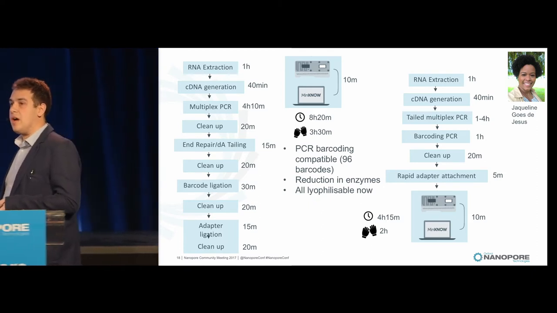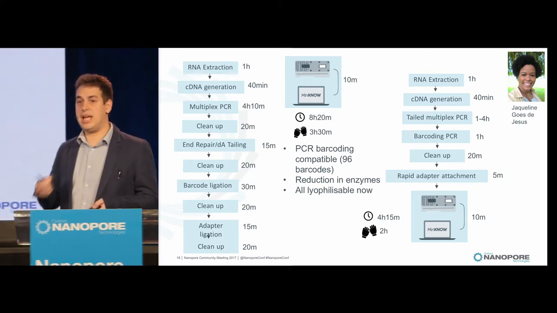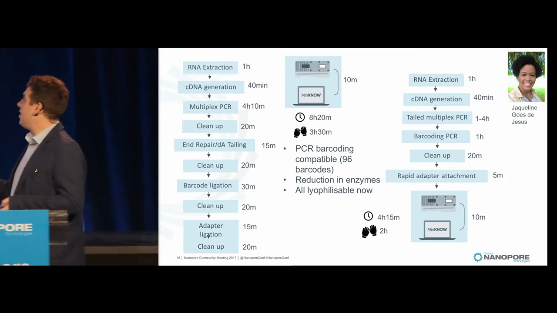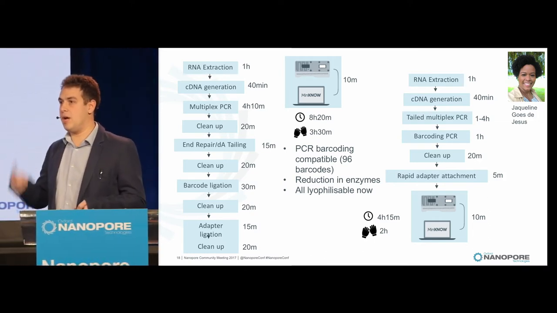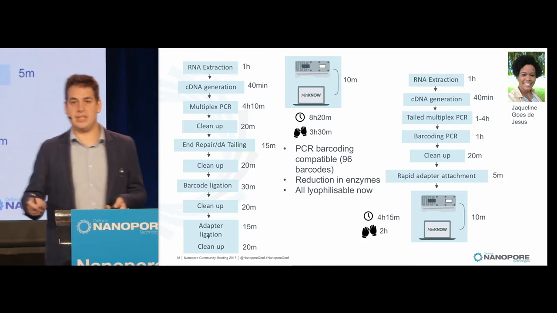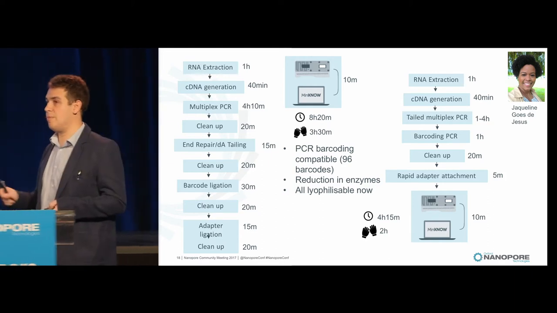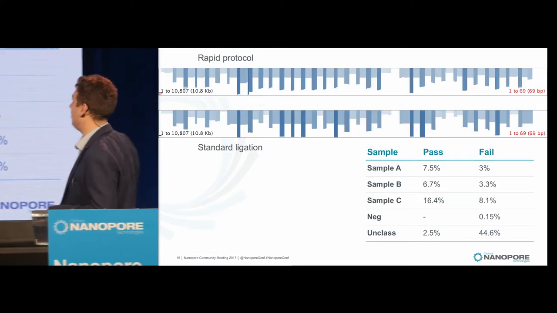And it also means we're now compatible with the PCR barcoding kit, so we can have 96 samples on a flow cell. And in theory, all of this is available now in lyophilizable form. We haven't tried that yet. But if we can have completely dried reagents, that's really going to help with shipping reagents out into the field.